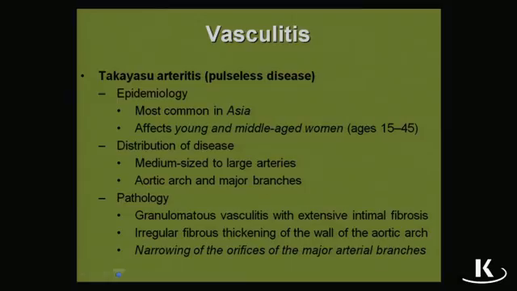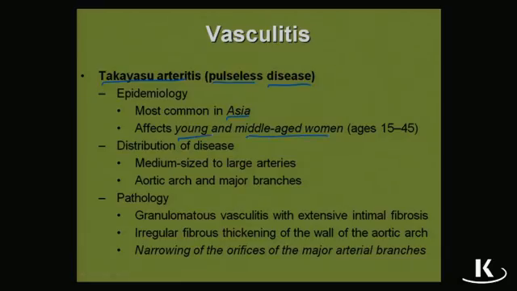Now, very important, we talk about Takayasu arteritis, also called pulseless disease. Typical patient is going to be a young, middle-aged Asian female. Now, very important, you get involvement of medium to larger sized blood vessels, particularly involving the arch of the aorta. That's the key. It's involving the arch of the aorta, and it's called pulseless disease.